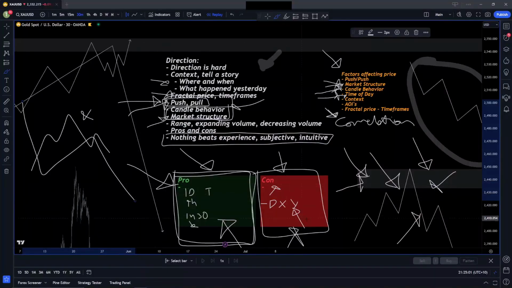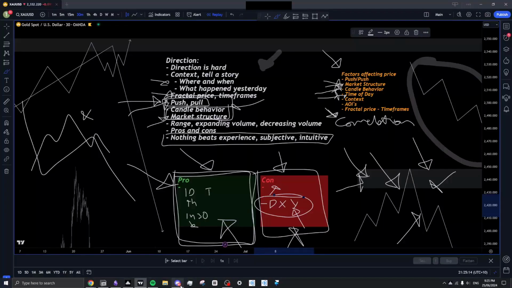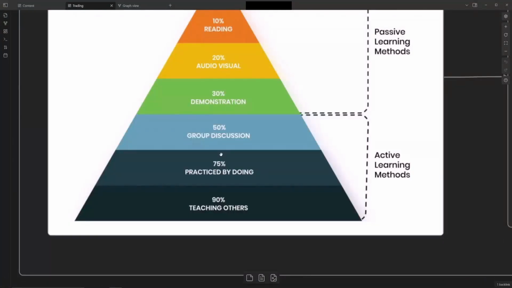That's structure-wise, but you'll be able to find what is most important in your trading just through that journaling, that practice, and then post it. The whole point of this community is group discussion.